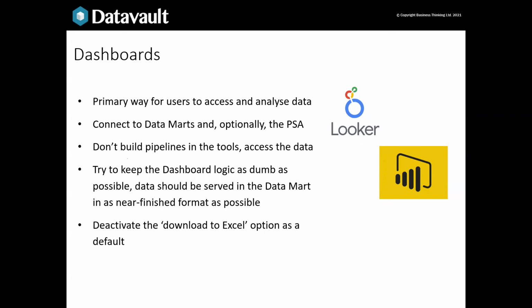And then you need to deactivate the download to Excel option as a default. Otherwise, you're going to get Excel spreadsheets all over the organization. But you might want to enable the save as options in there to save back to the PSA information or data from these systems.